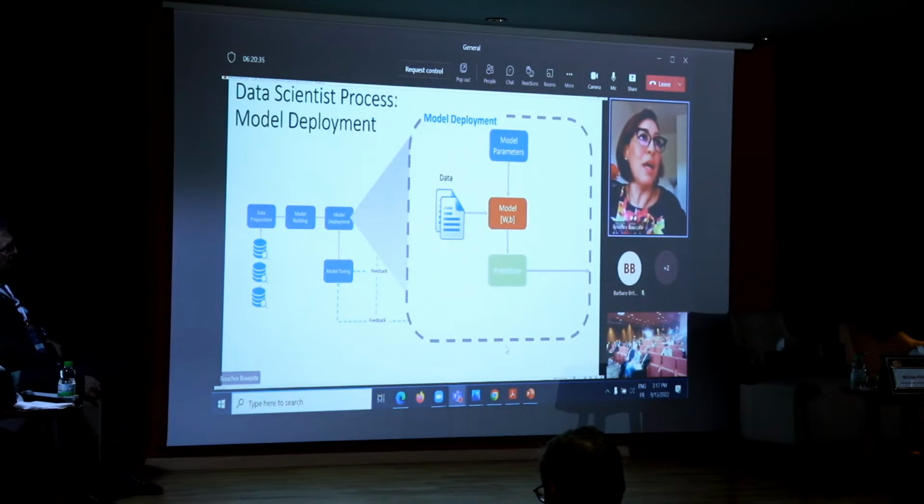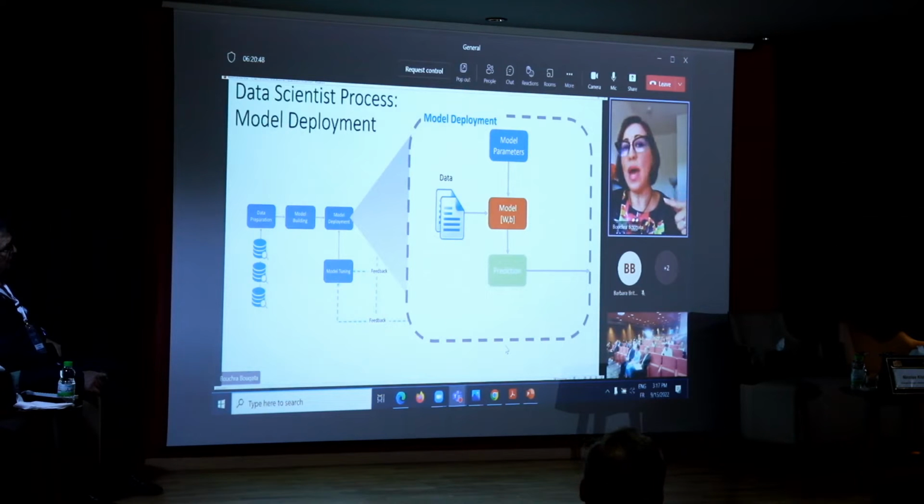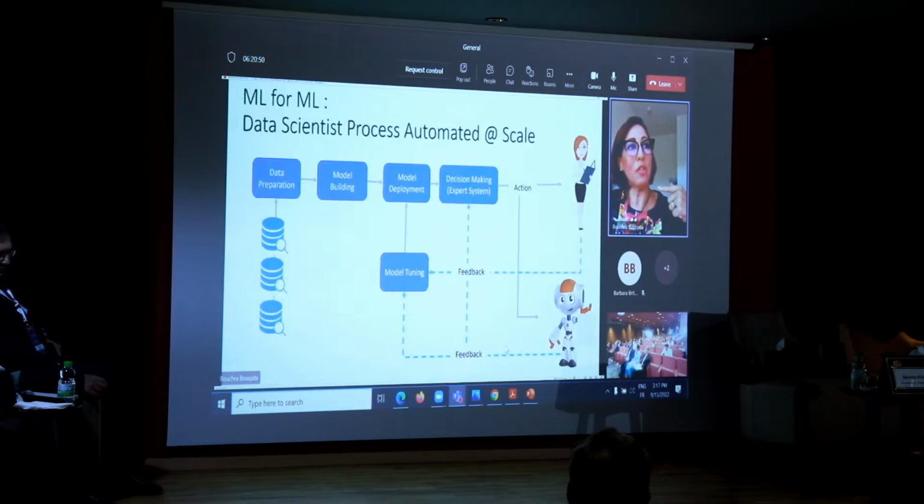And then once you have your model, you need to deploy it, and now you start having new data coming in, and it needs to give you predictions. And this is why it is important to have, if you remember, I talked about having that action and feedback, because once you deploy, you're not done.